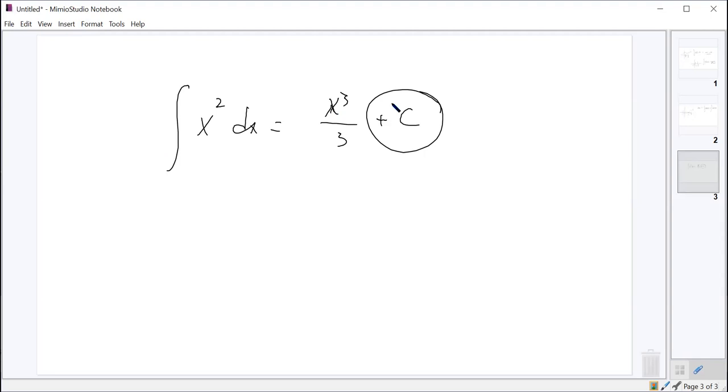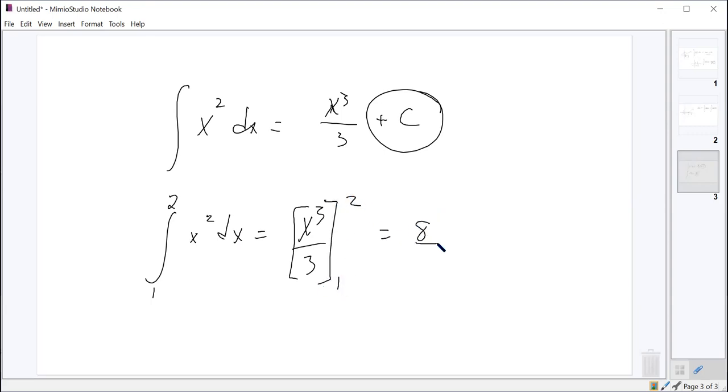Okay. If it's a definite integral, what do we need to do? So let's make it x squared again. We integrate, and we evaluate from the upper limit, 8/3, minus the lower limit, 1/3, to give us 7/3. So if it's an indefinite integral, plus a constant. If it's a definite integral, evaluate it at the upper limit, evaluate it at the lower limit, and get your value.